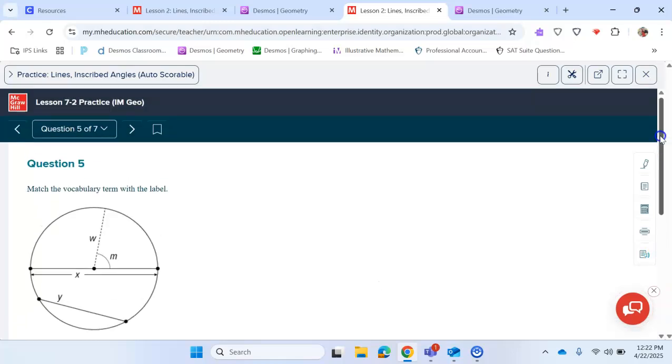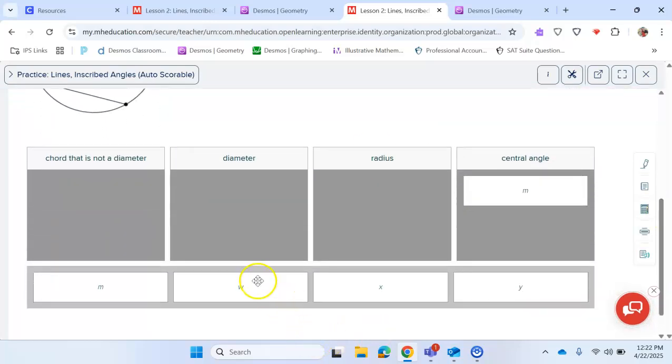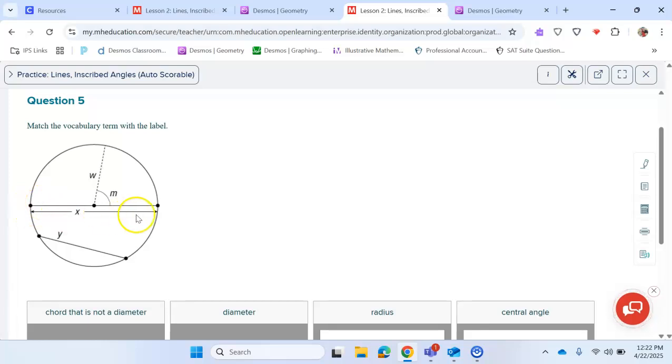W. W is the dotted line, which is the radius. W is the radius. X. X is the diameter.